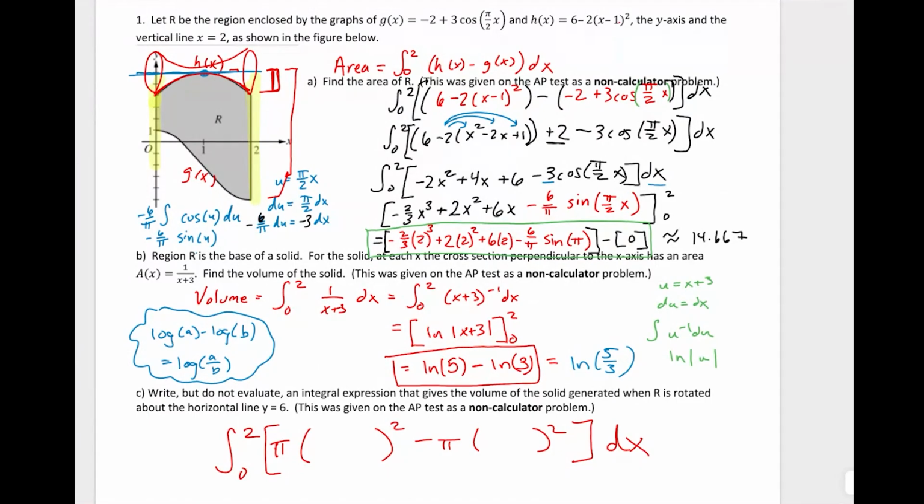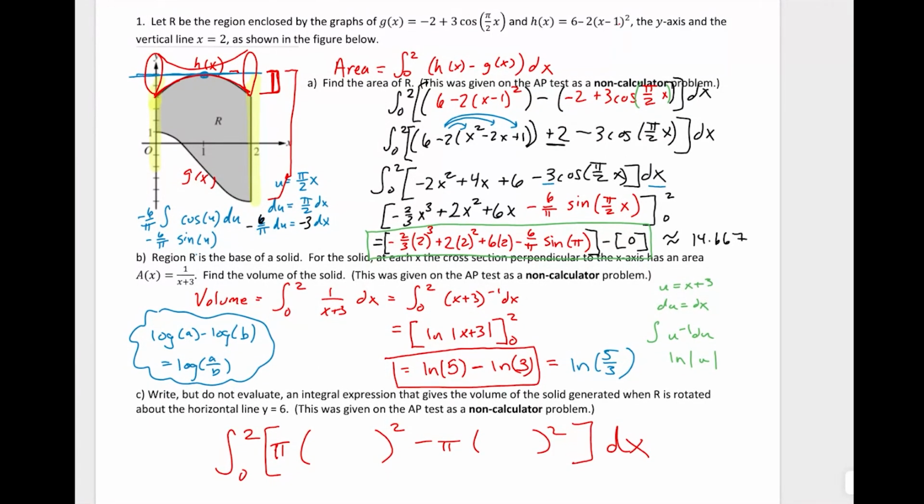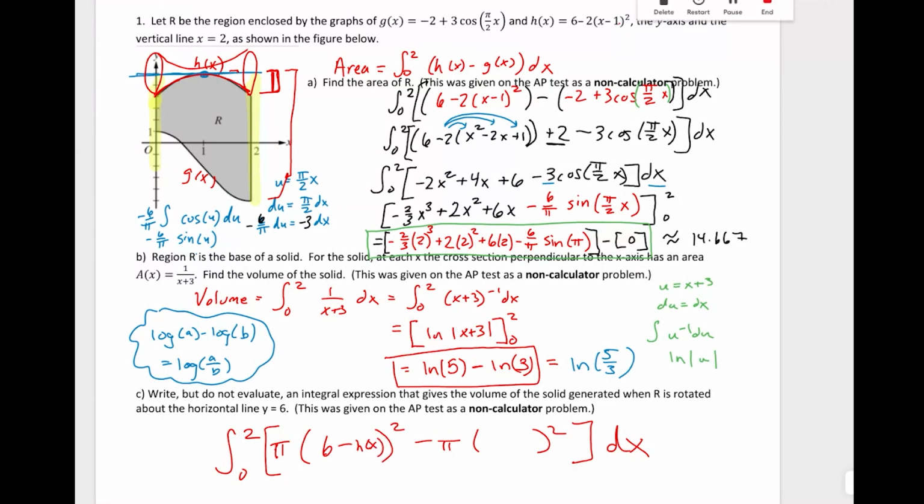Or I'm sorry, 6 minus, hang on, yeah, 6 minus h. Oh, I'm sorry, h is actually the small one. So it should be 6 minus g. Something just didn't sound right there. Squared minus pi times the big radius squared, which is, the small radius squared, 6 minus h.